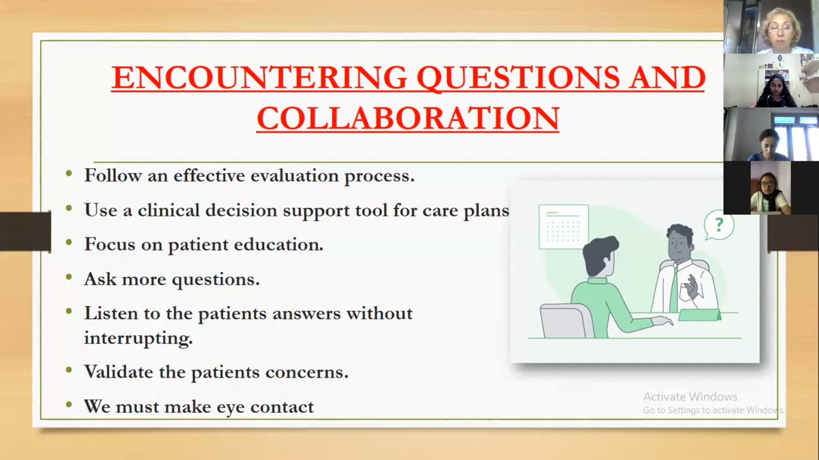The next one is to ask more questions. We must ask more questions of the patient about his disease and so on. Next, we must listen to the patient's answer without interrupting. When a patient starts to speak about his disease, we must concentrate on him. The next one is to validate the patient's concern. We must always validate his or her concerns.